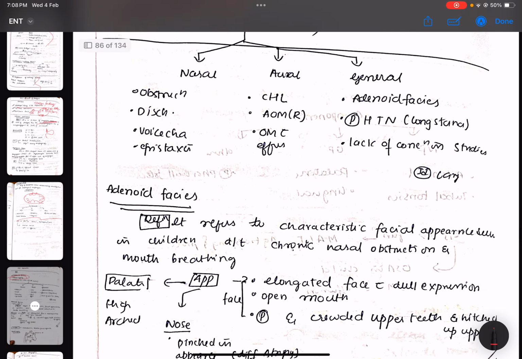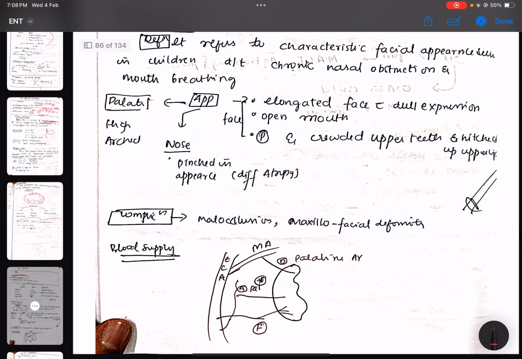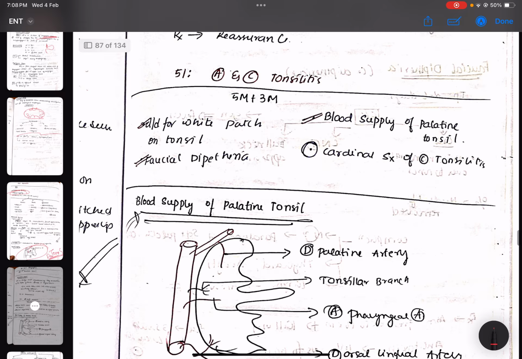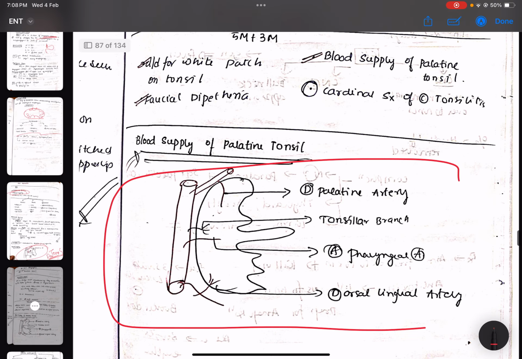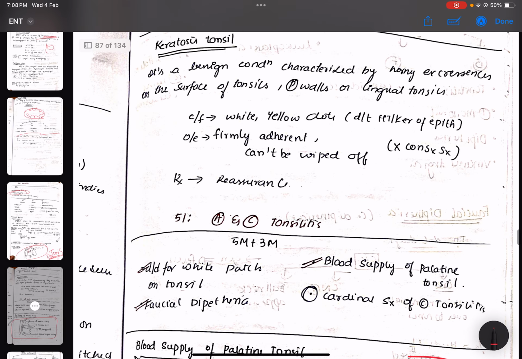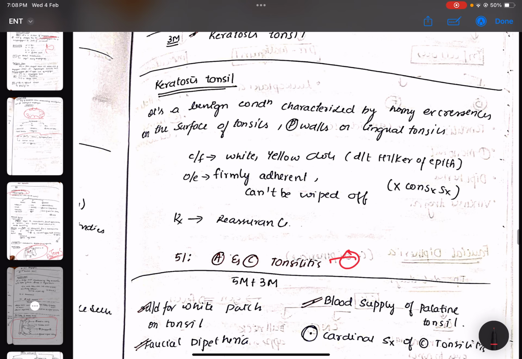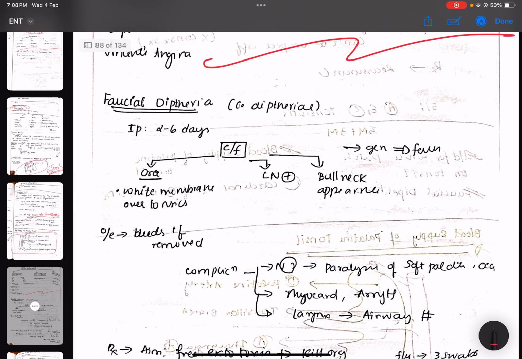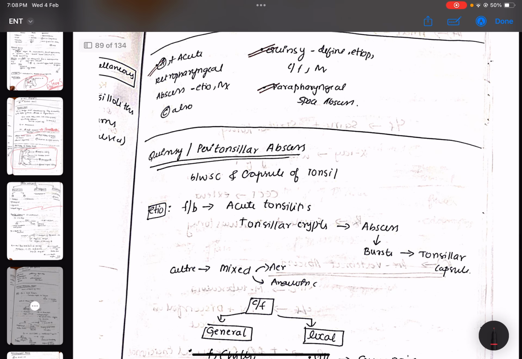Adenoiditis, okay, if you want to study, you can write, but these are the phases. In blood supply, this is of tonsils. Okay, I have missed it. So, this is of adenoid. So, study it accordingly. In tonsillitis, an important question is tonsillectomy, which I will be discussing later. And DD for white patch, this is all surgery topic. I'm skipping all these things.